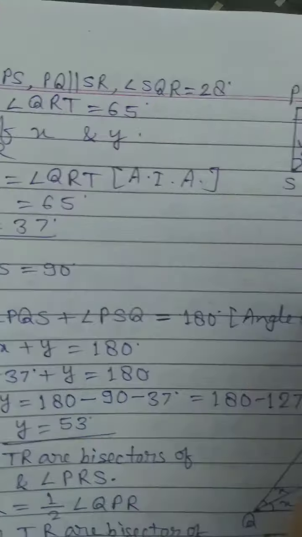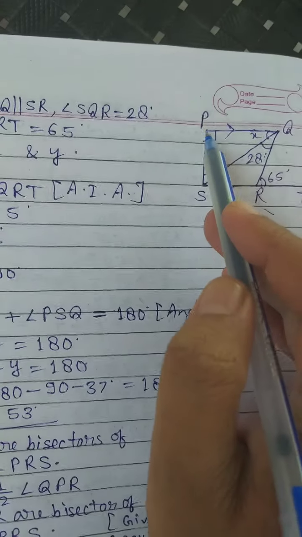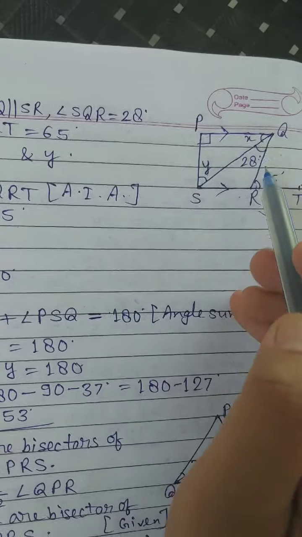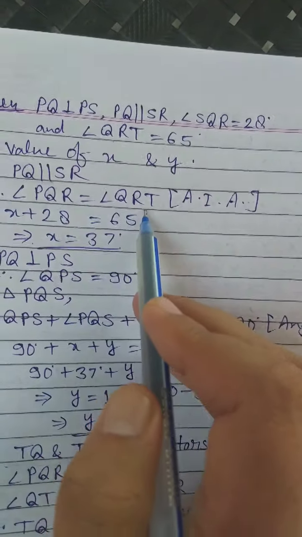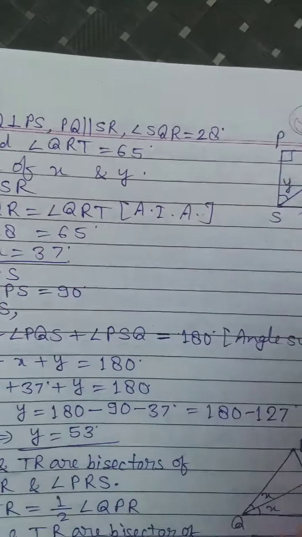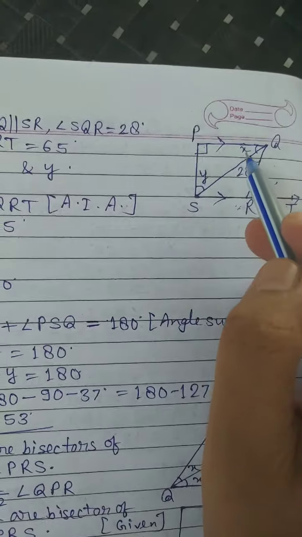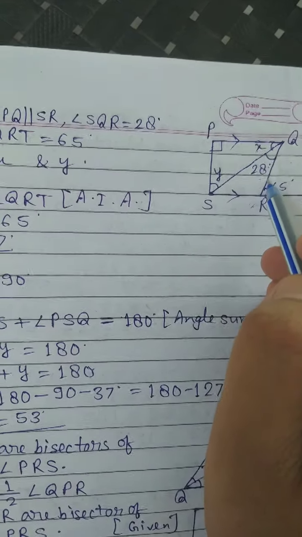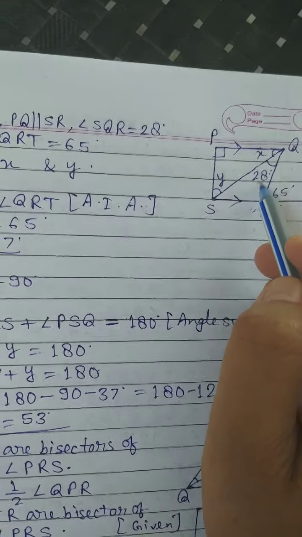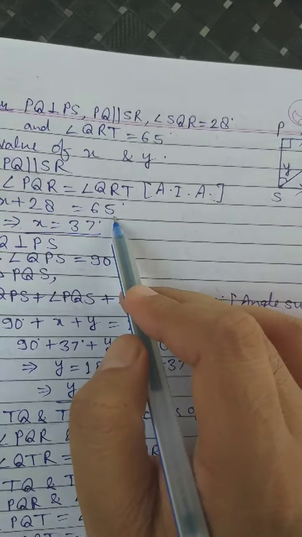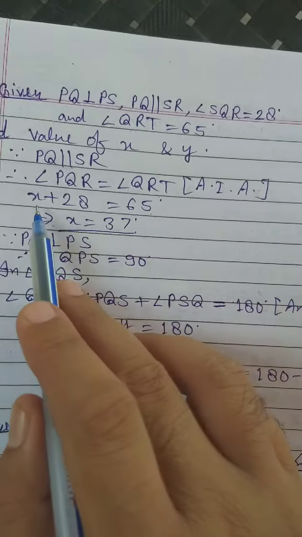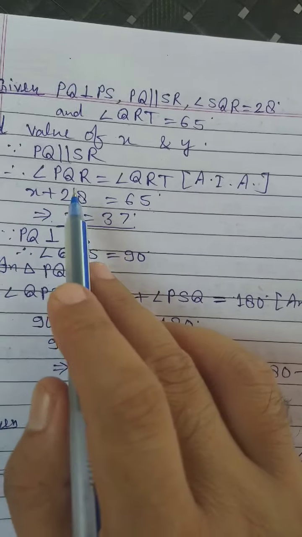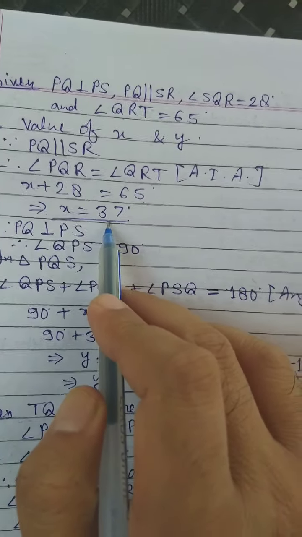Since PQ is parallel to RS, angle PQR equals angle QRT by alternate interior angles. If we break PQR, this total angle will be x plus 28, by the adjacent angle property. So x plus 28 equals QRT, which is given as 65. Now 28 goes to the RHS and is subtracted from 65, then we get x equals 65 minus 28, that will be 37 degrees.